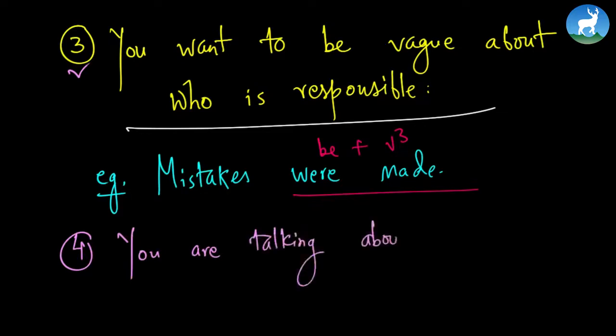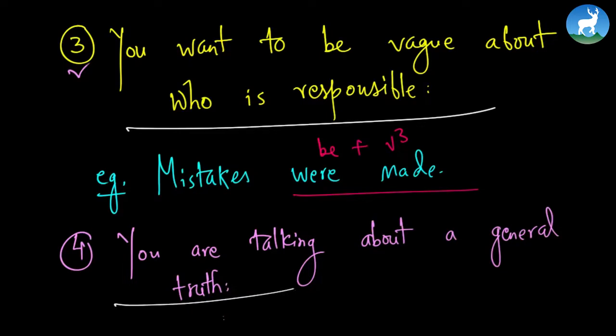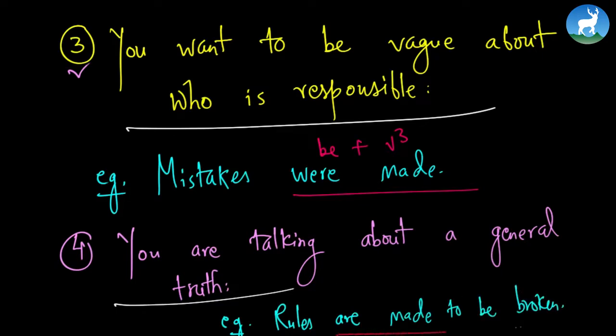Now the fourth use is you are talking about a general truth. And whenever you're talking about a general truth, you use the passive voice. For example, rules are made to be broken. Rules are made to be broken. We have again B plus V3. This is perfectly active voice. Well, this is the passive voice.